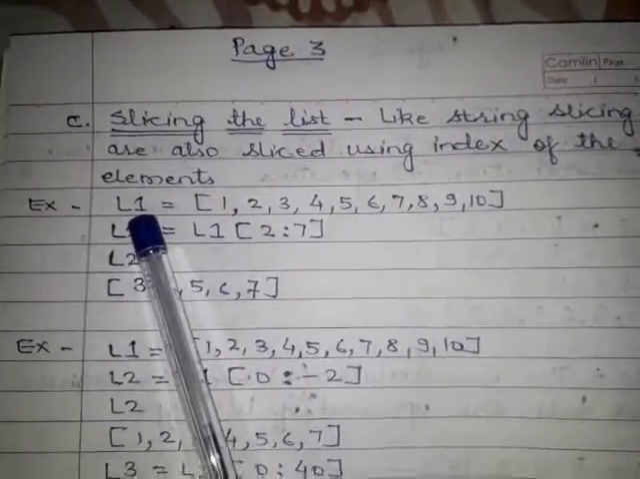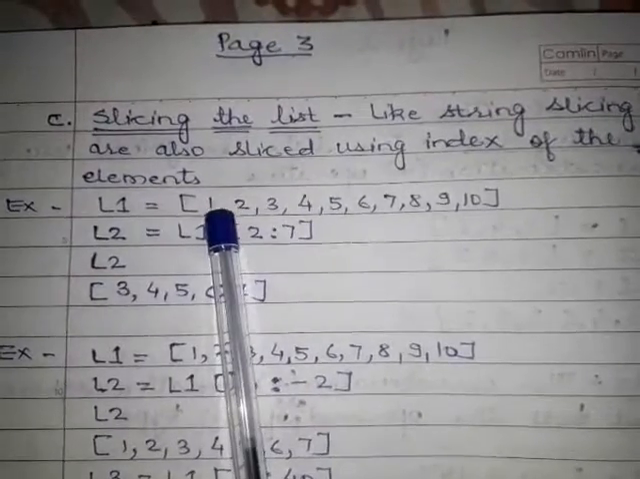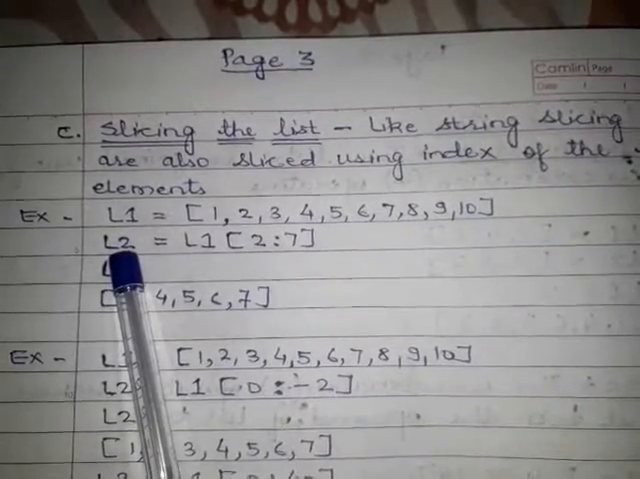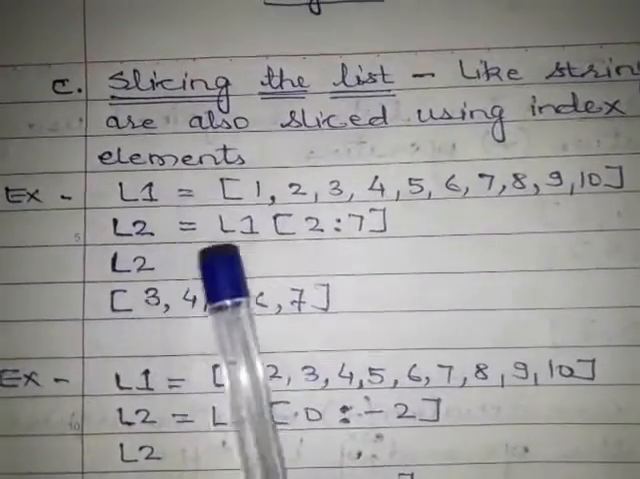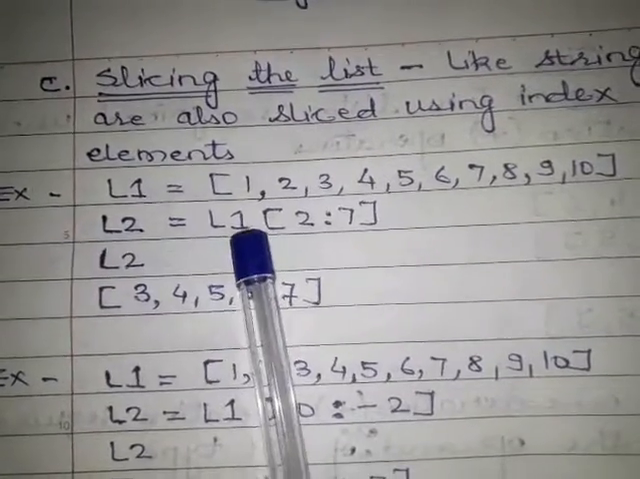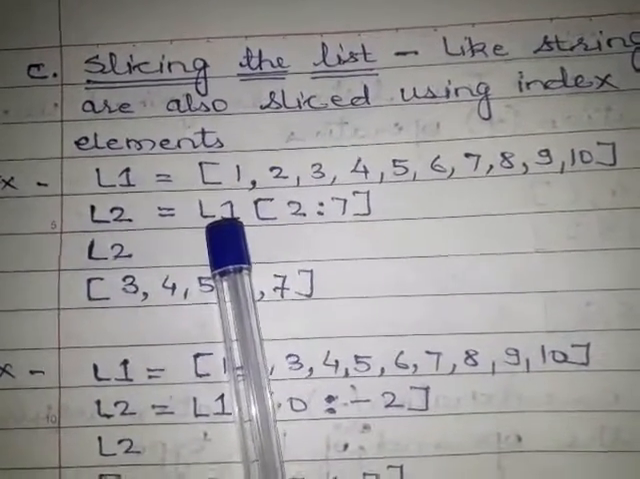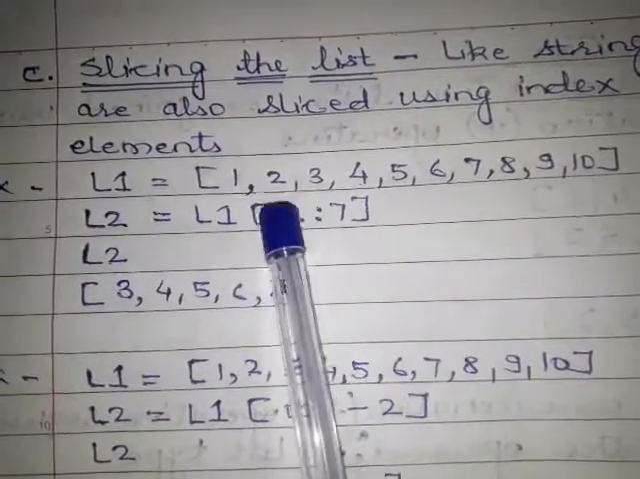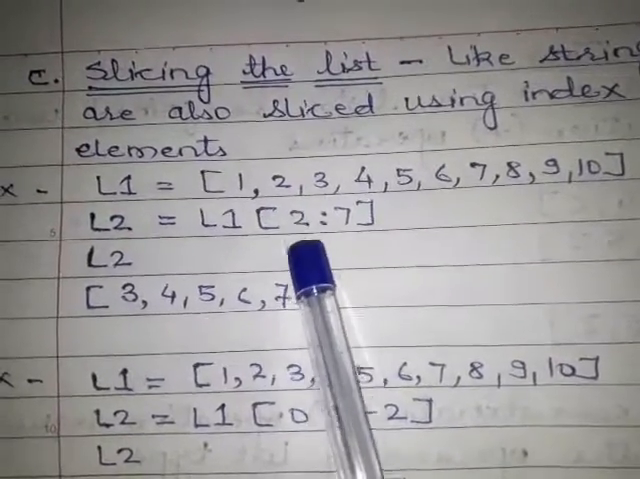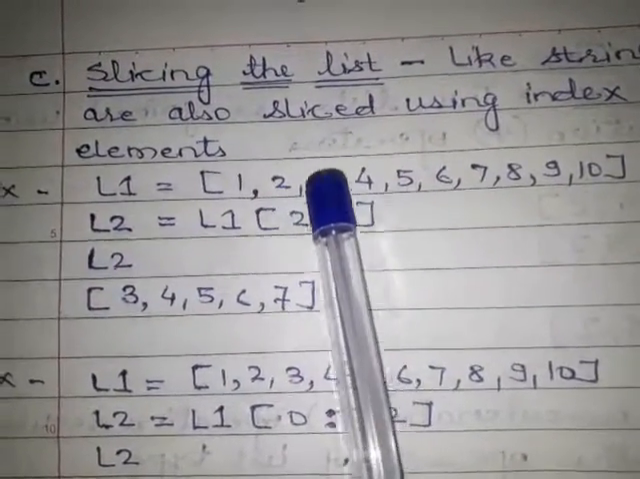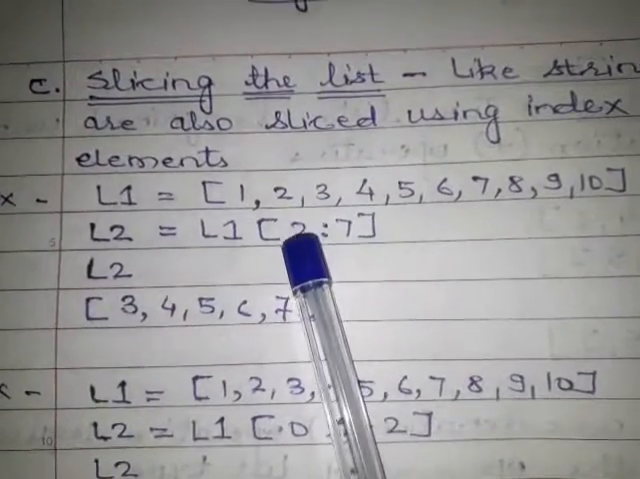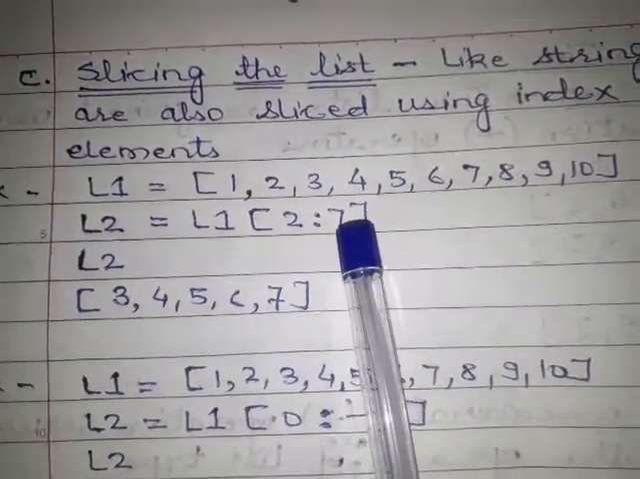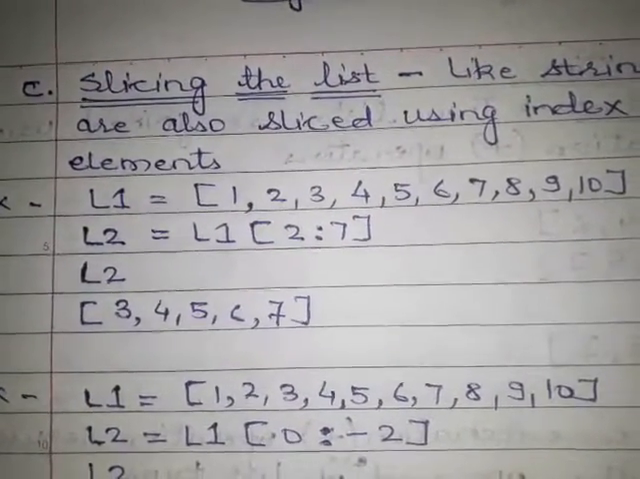So suppose L1 contains elements 1 to 10. Now here I am using another list L2 which contains the elements after slicing list 1. So the slicing of list 1 is 2 to 7. This is the slicing. You can go to my previous lectures and see the slicing features, and thereafter you will be able to understand. The 2 is also an index and 7 is also an index, so we have to slice from 2 to 7. Basically, indexing starts from 0.